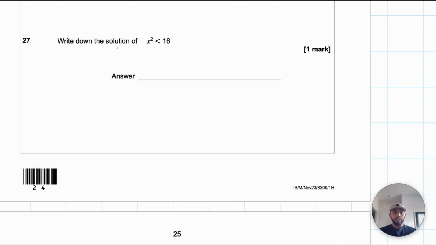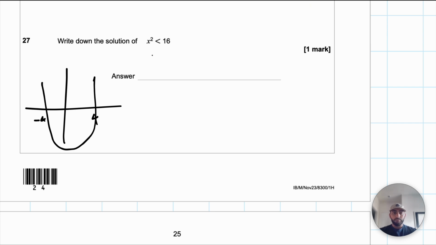Question 27. Write down the solution of x squared is less than 16. Let's just draw the graph of this x squared is less than 16 out. If I square root this 16, I get positive 4 and I get negative 4. I'm looking for where the line is below, so it's going to be between all of those values. It's when x is greater than negative 4 and when it's smaller than 4.